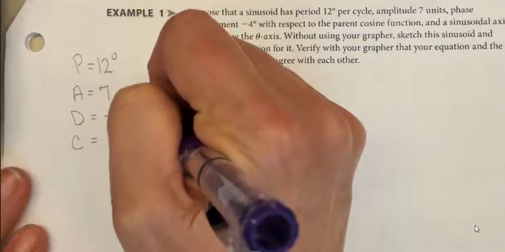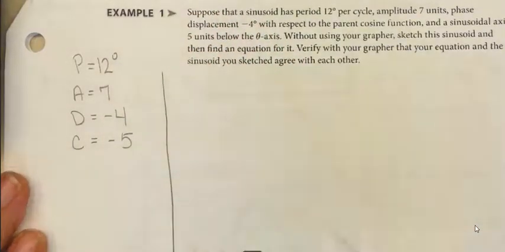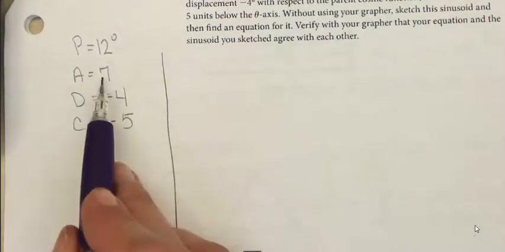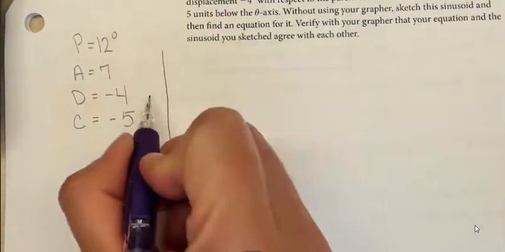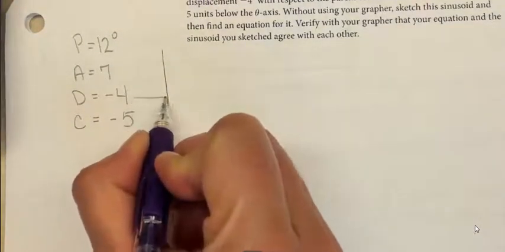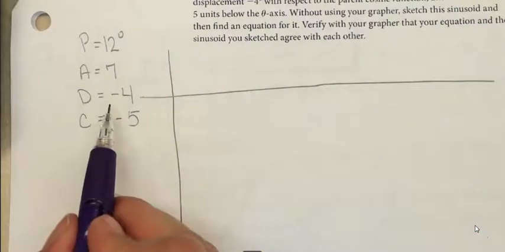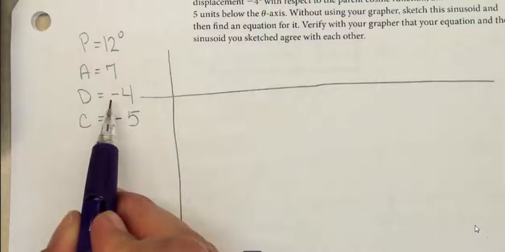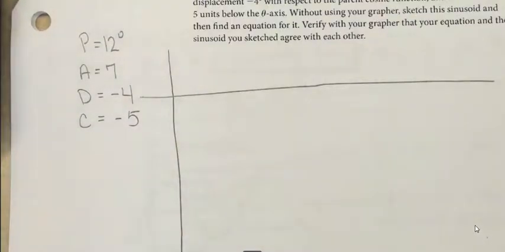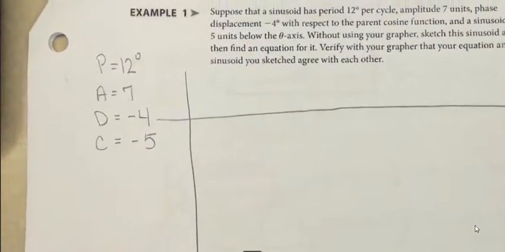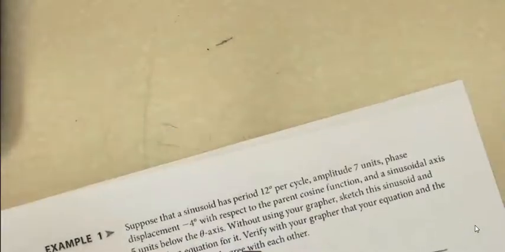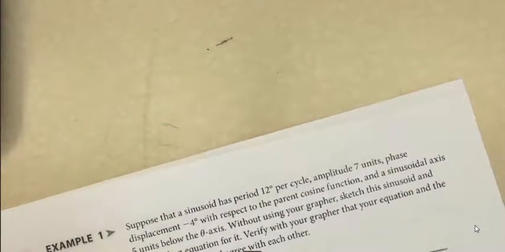Let's see here. I have to be 5 units below, but then I've got an amplitude of 7. And then I need to shift it back 4. So I think I don't like my graph. I think I want to go back a little ways further. So I'm going to move where I have my D equals -4 and my C equals -5. I'm going to move those.